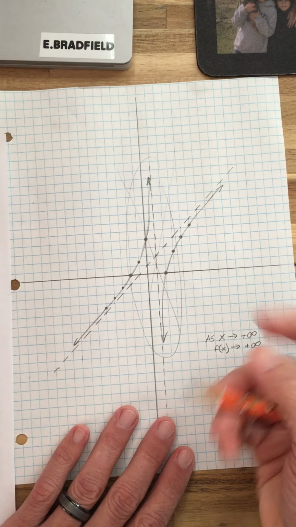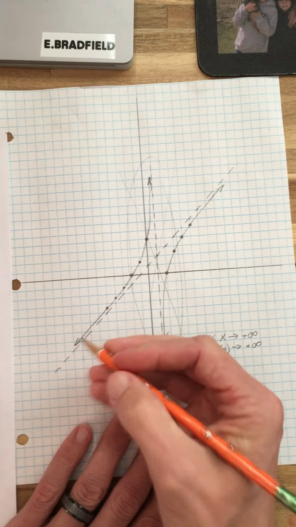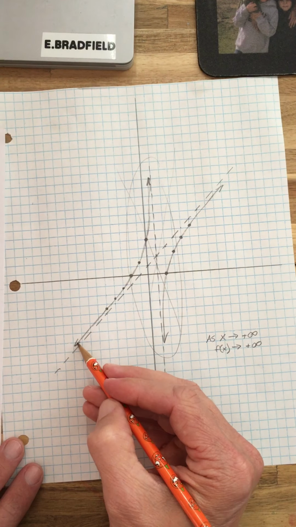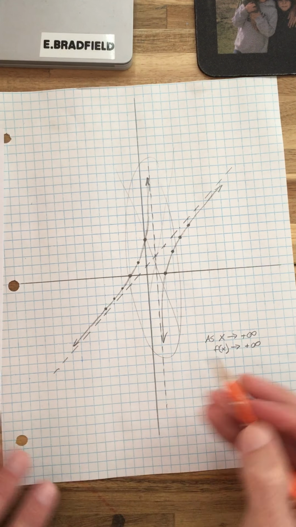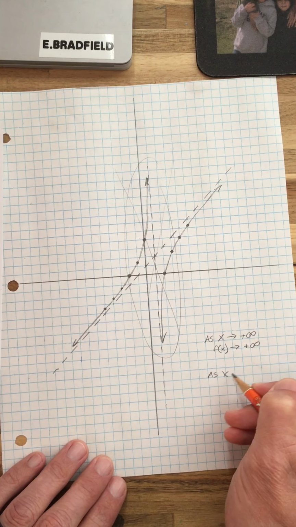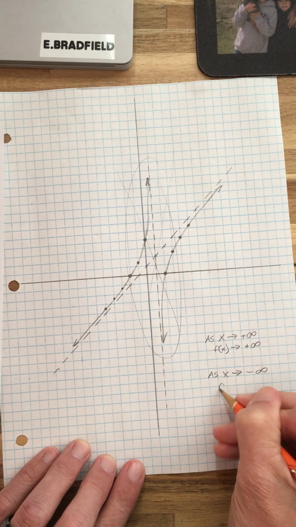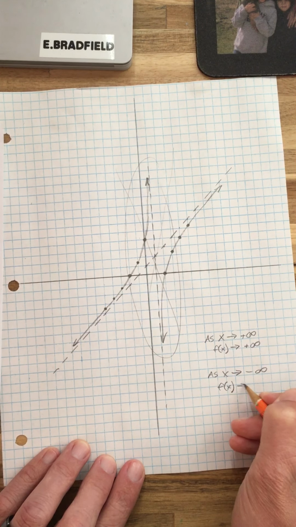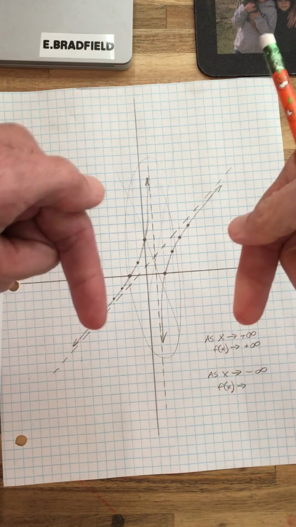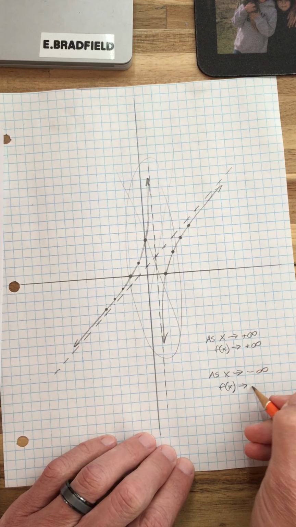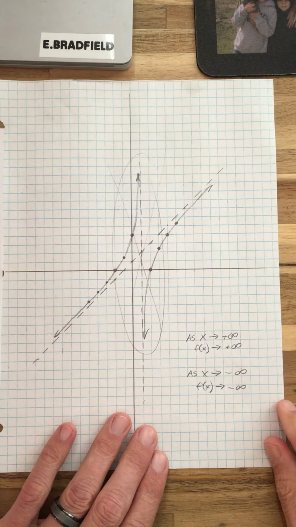All right, and let's talk about to the left, okay? What's happening? Look at this graph. It's going to the left, but it's also going down. So as x goes to the left, that's negative infinity. F of x, or the y direction, that's going down. So in this direction, that's also negative infinity, right? Okay, so there's your end behavior.